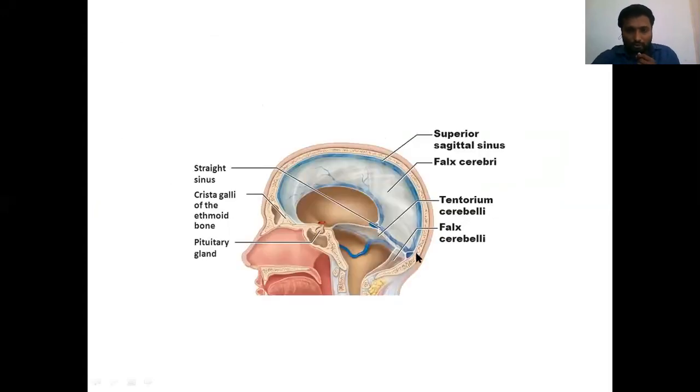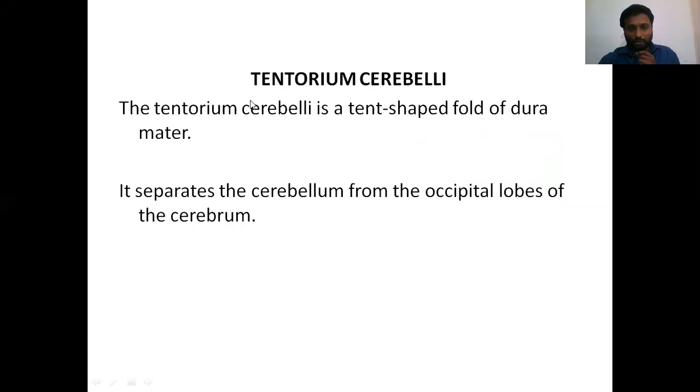So details of falx cerebri is clear. Now we are going to discuss the tentorium cerebelli. Why is it known as tentorium cerebelli? It's a tent-shaped fold. Tentorium cerebelli is a tent-shaped fold seen between the cerebrum and the cerebellum. See how it is and where it is seen.